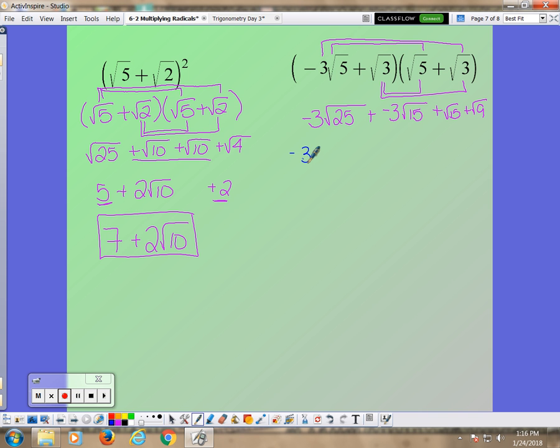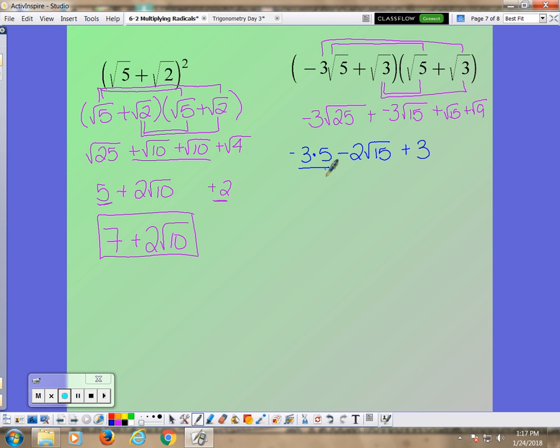This becomes negative 3 times 5. I have negative 3 square root of 15. I have 1 square root of 15. So negative 3 plus a 1 is a negative 2, which we're going to write as a minus square root of 15. And then the square root of 9 is 3.